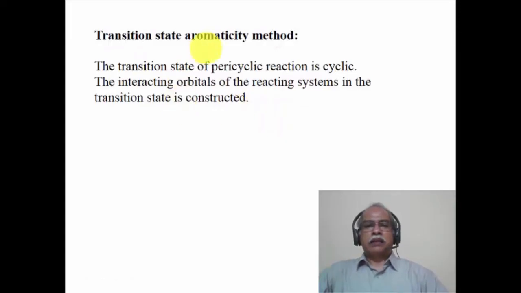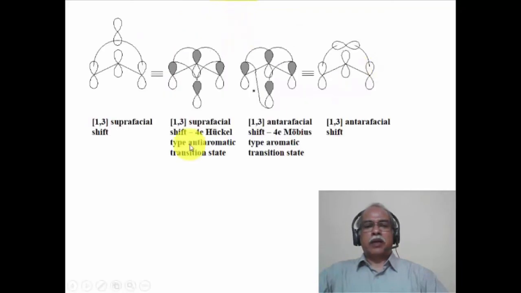Now the third and the last methodology is to deal with the transition state aromaticity method. In the transition state aromaticity method, the transition state of the pericyclic reaction being a cyclic transition state, the aromaticity of that particular cyclic transition state is being dealt with. In other words, the interacting orbitals of the reactant systems in the transition states are constructed. When you have a loop of pi electrons reacting, you can have the loop with 4n number of electrons or 4n plus 2 number of electrons, which should be considered cyclic, aromatic or anti-aromatic as the case may be according to the Huckel molecular orbital theory.